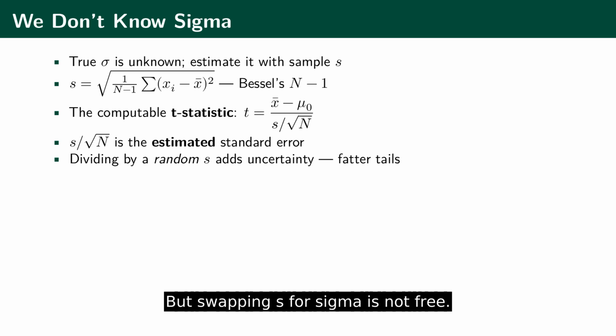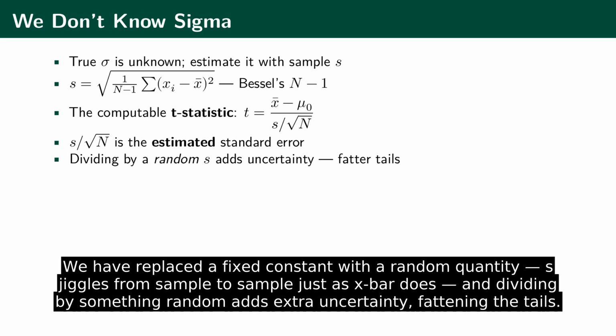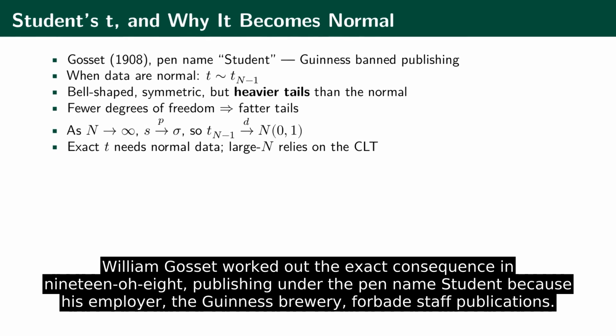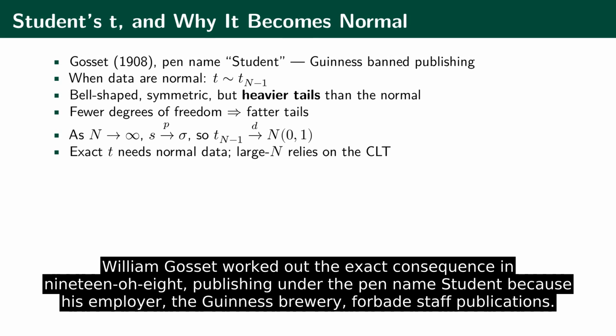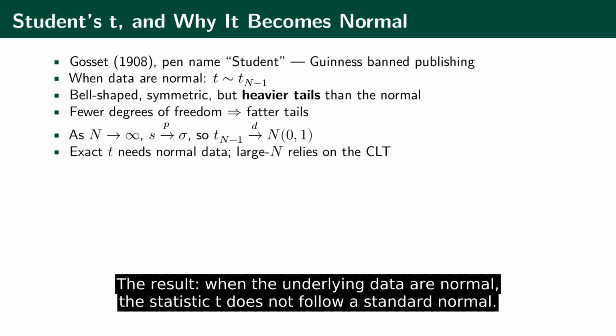But swapping s for sigma is not free. We have replaced a fixed constant with a random quantity. S jiggles from sample to sample just as x bar does, and dividing by something random adds extra uncertainty, fattening the tails. William Gossett worked out the exact consequence in 1908, publishing under the pen name Student, because his employer, the Guinness Brewery, forbade staff publications.